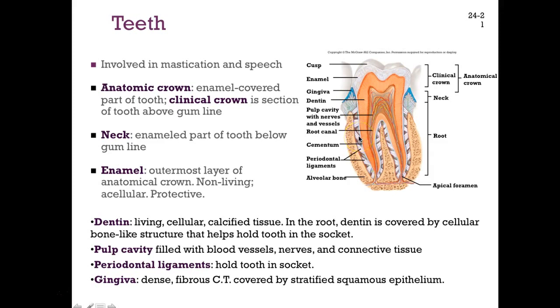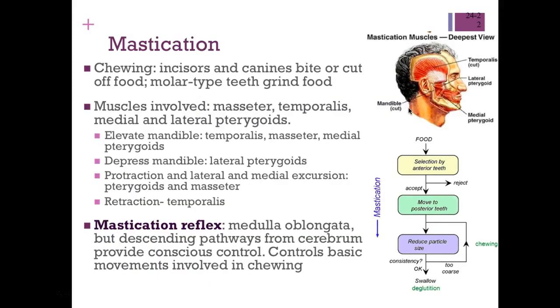Holding the tooth in place are also these periodontal ligaments. So you could see them attaching to the tooth into the alveolar processes or spaces here within the maxilla and mandible. And then lastly, we have this fancy word, gingiva, for our gums, and it's made up of dense fibrous connective tissue covered by stratified squamous epithelium.